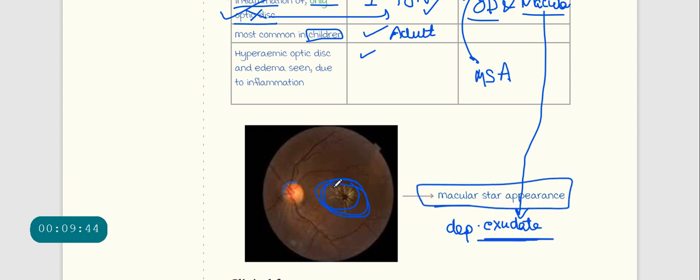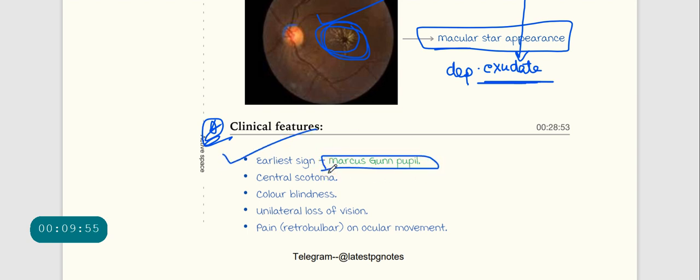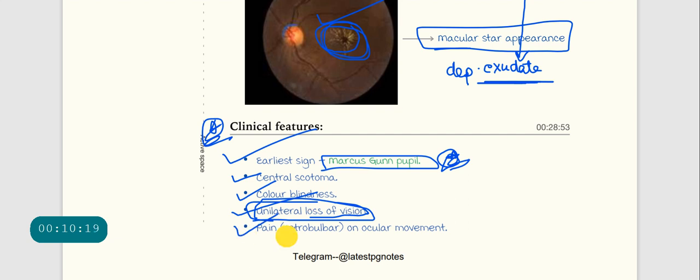Now the thing you have to remember in optic neuritis is that the earliest sign is the Marcus Gunn pupil. There is a central scotomy, and color blindness will occur. Unilateral loss of vision is seen. There is also pain, a retrobulbar pain, due to the movement of the eyeball. As the patient moves the eyeball, he is going to have pain.